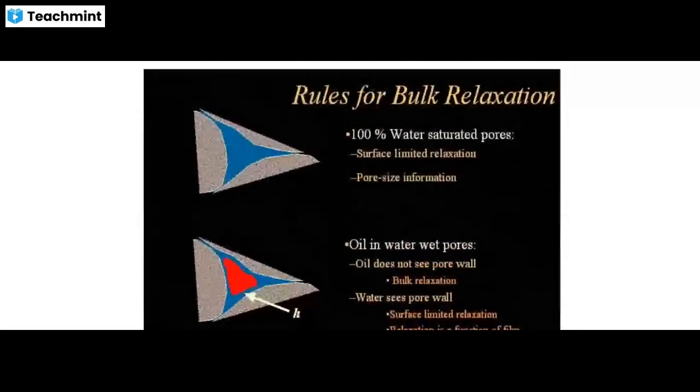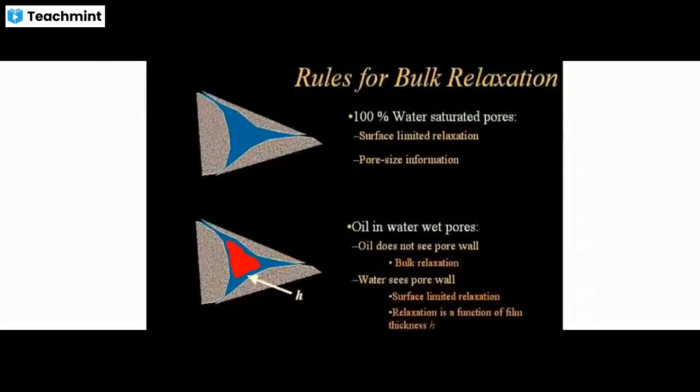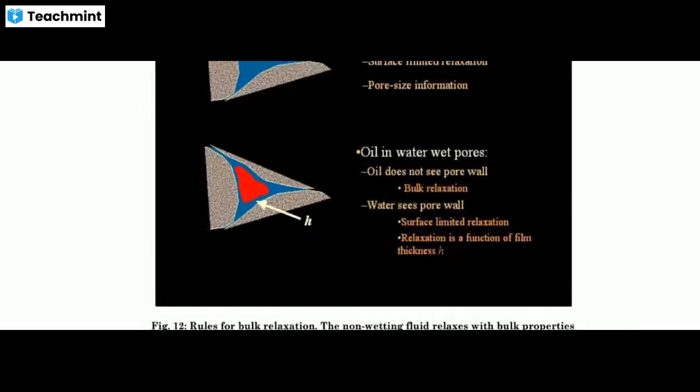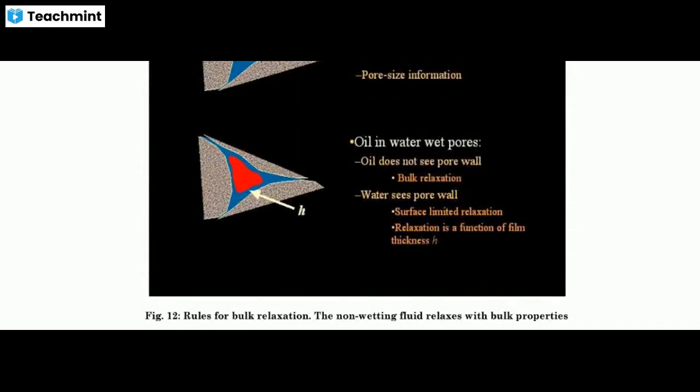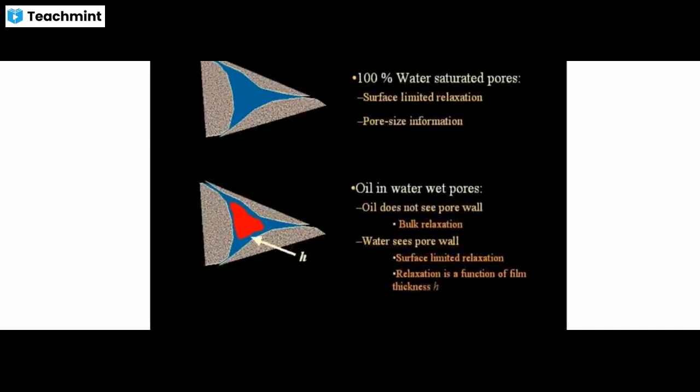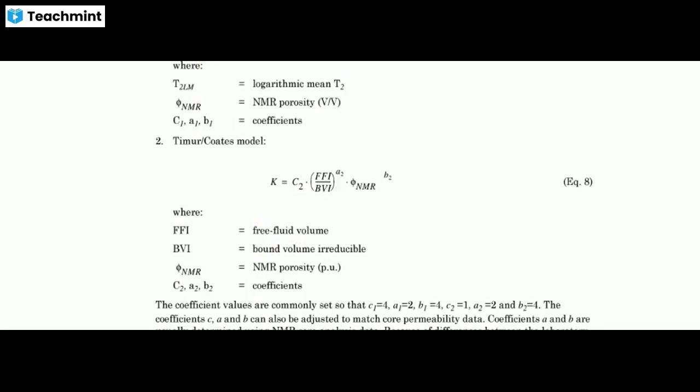Then these are your rules for bulk relaxation. 100% water saturated pores, then oil in water wet pores, which are shown in this diagram. Rules for bulk relaxation: the non-wetting fluid relaxes with bulk properties. So these are the assumptions.